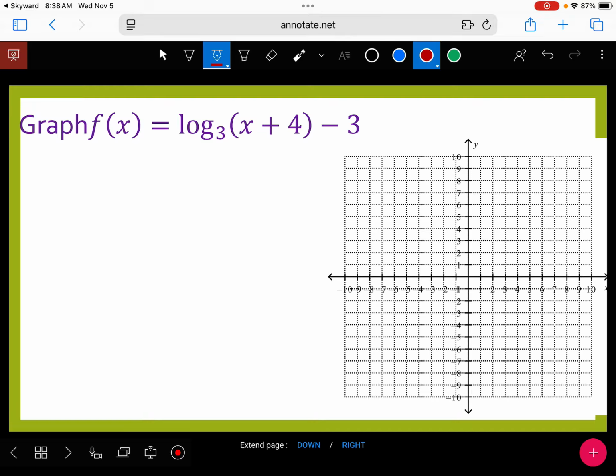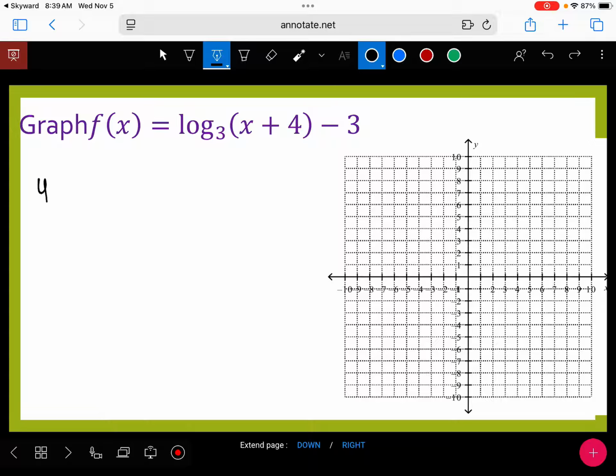So what's your first table? What would your exponential table be that we're going to start off with? Y equals what? What's the base of our log now? 3. So we can't put as many points down because 3 is a bigger number. So we won't have that many points.